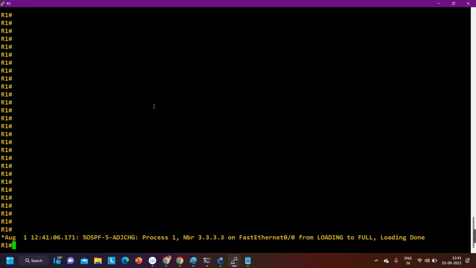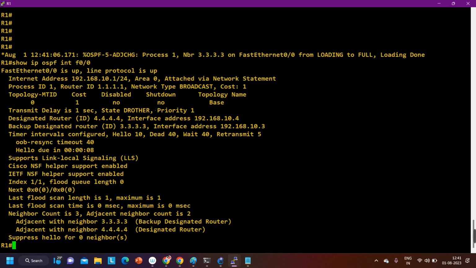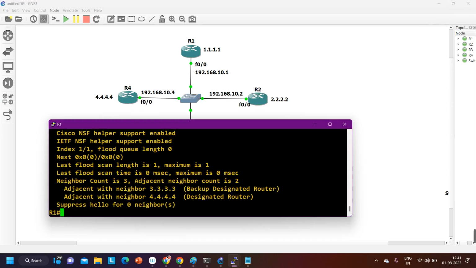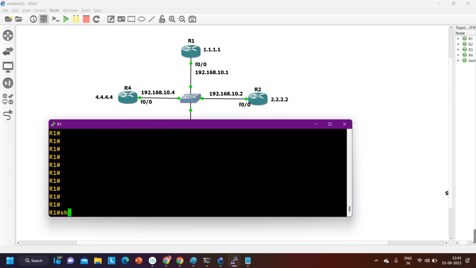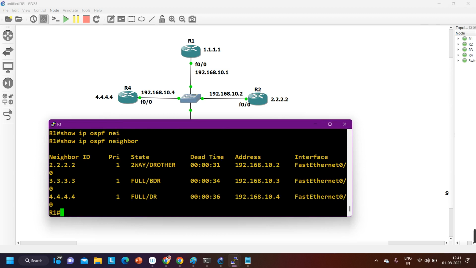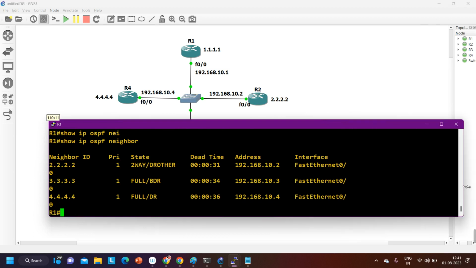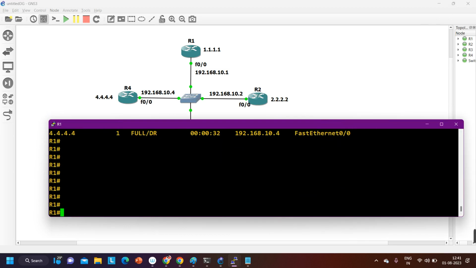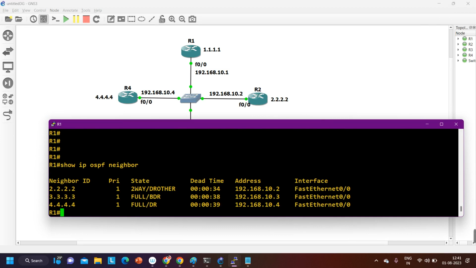And if you run this command now, show IP OSPF interface FastEthernet 0/0, now you can see this router is DR other. Then which router is DR? We can check. So show IP OSPF neighbor. Which router is the DR router? Router 4. Why? Because priority is the same and router 4 has the highest router ID.